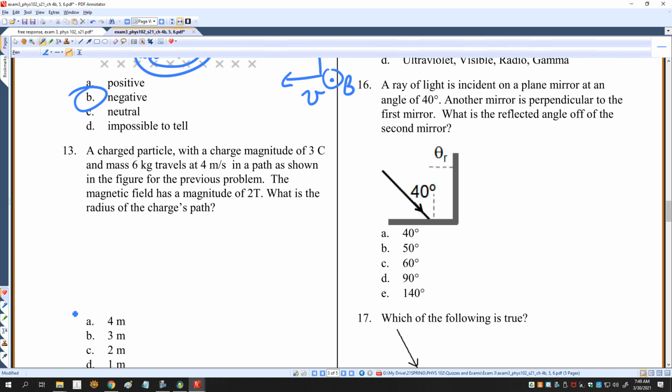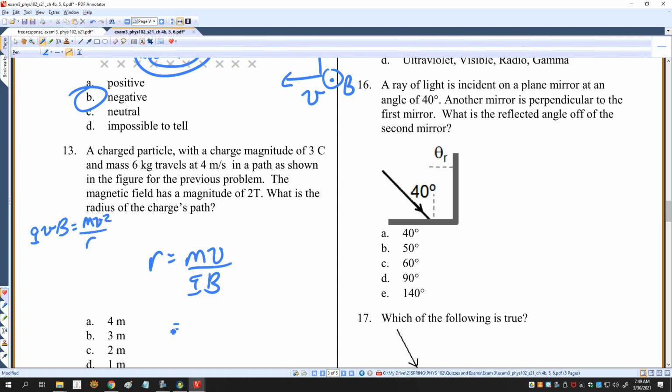The magnetic field has a magnitude of 2 Tesla. What is the radius of the charge's path? Okay, this is the mass spectrometer. R is equal to mv over qB. Remember, I get that from the magnetic force, qvB, when the velocity is orthogonal to the magnetic field, set equal to mv squared over r, and then I solve that for r.